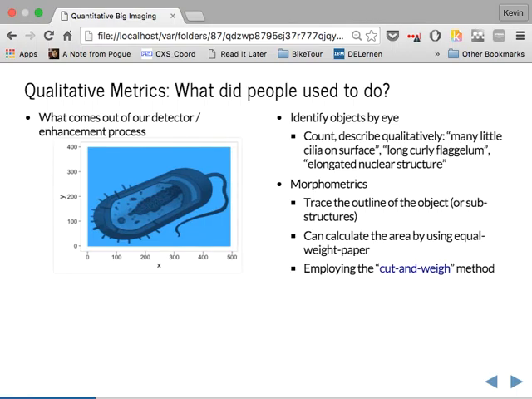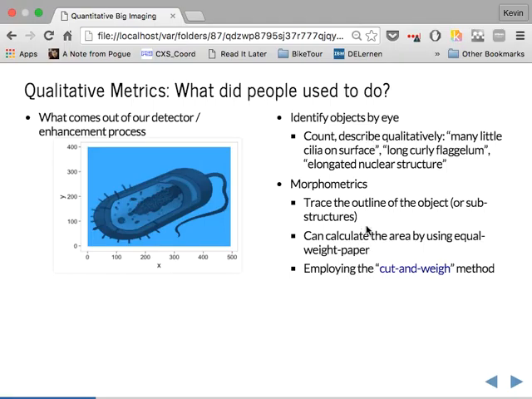Qualitative metrics is what was common in this area up until better approaches came out. You take this image and describe it qualitatively. You say there are many little cilia on the surface, there's a long curly flagellum, an elongated nuclear structure, and other descriptions like this. This is helpful, of course, for looking at the images, but it makes it very difficult to compare them.